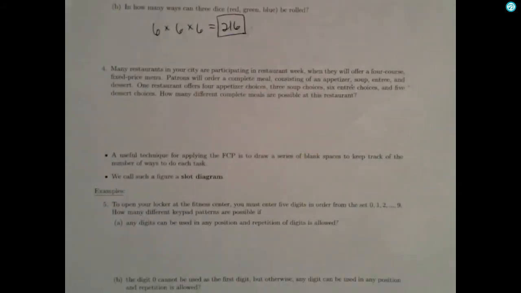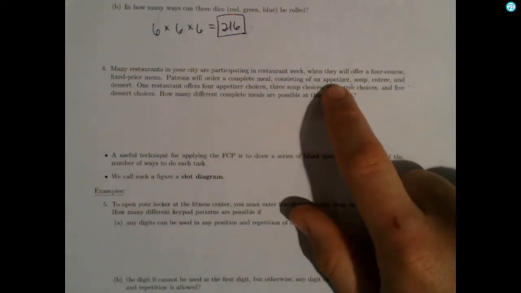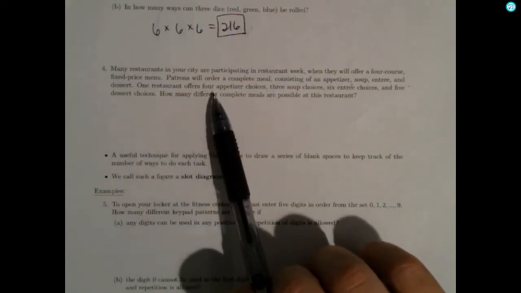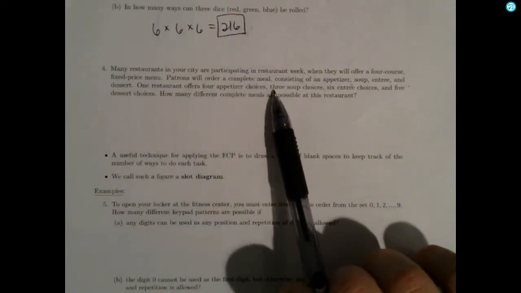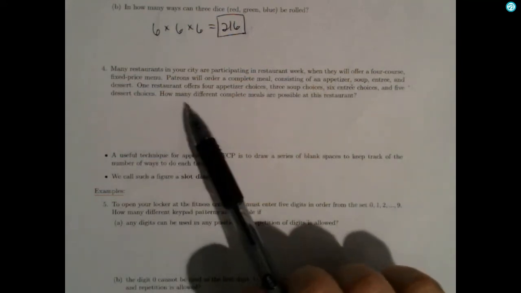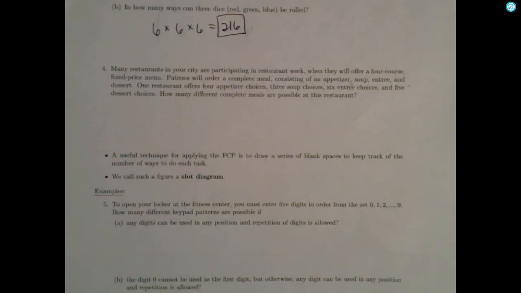Okay, here's another example. Many restaurants in your city are participating in Restaurant Week, when they will offer a 4-course, fixed-price menu. Patrons will order a complete meal consisting of an appetizer, soup, entree, and dessert. Those are the 4 courses. One restaurant offers 4 appetizer choices, 3 soup choices, 6 entree choices, and 5 dessert choices. How many different complete meals are possible?